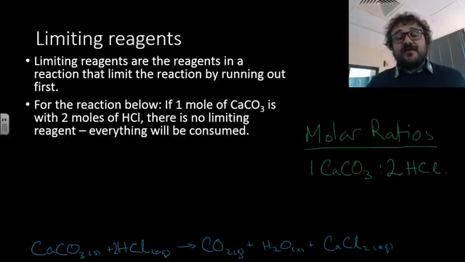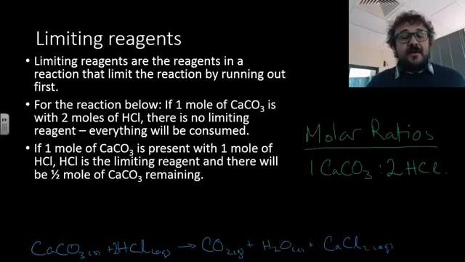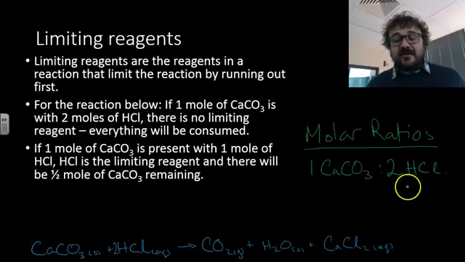For the reaction below, if we have 1 mole of calcium carbonate with 2 moles of hydrochloric acid, there's no limiting reagent. Everything will be consumed. Okay, so that's nice and straightforward. However, if we have 1 mole of calcium carbonate with only 1 mole of hydrochloric acid, the hydrochloric acid is the limiting reagent, and there'll still be half a mole of calcium carbonate, because remember, the ratio is 1 to 2.